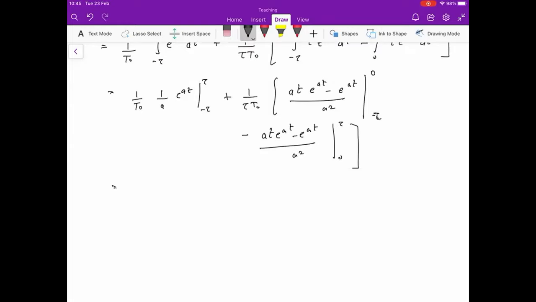And then basically at this point, we're just plugging in the values and we get one over a t naught. And these terms just reduce, it just becomes e to the a tau minus e to the minus a tau. That's that term. Plus one over tau t naught. And then we basically had to plug in these values over here. And I'll just write the solution as I worked it out. Minus one over a squared t naught. Sorry, a squared, I already had the t naught over there. Minus one over a squared.